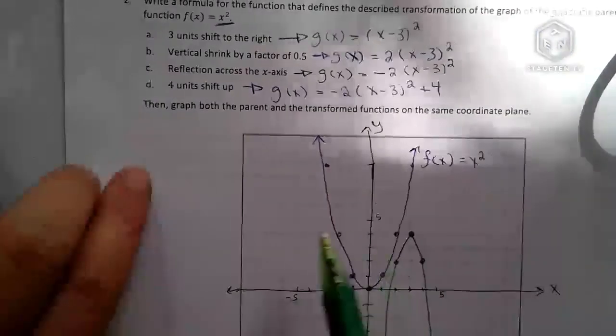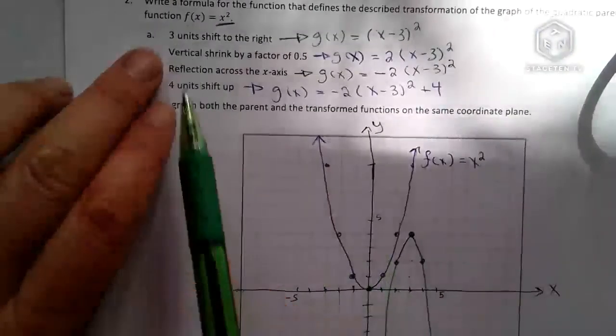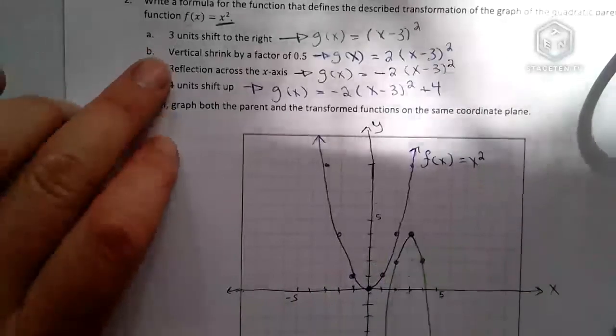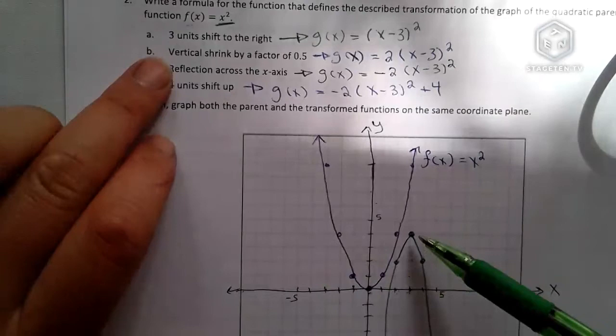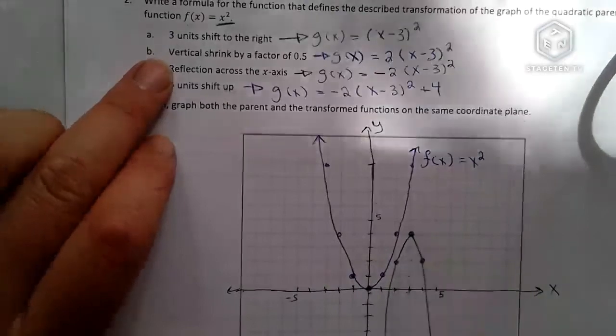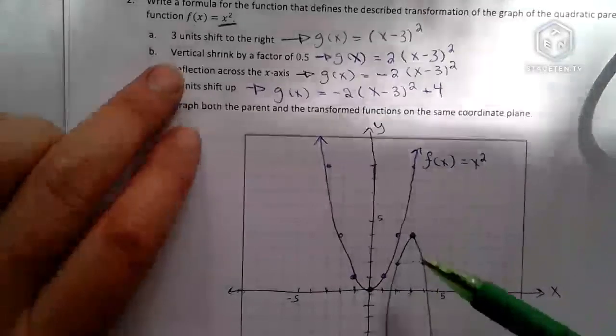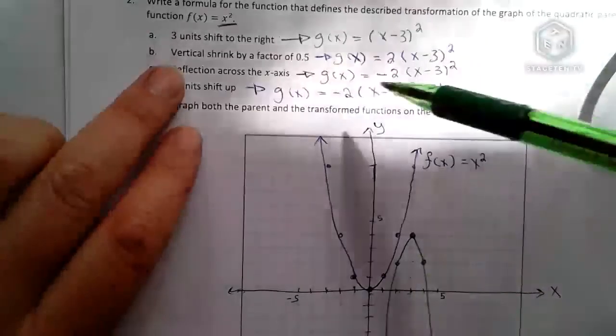So did it shift 3 units to the right? Let's see, 1, 2, 3. Yep. Did it shrink by a factor of 1/2? Well, it's thinner, so yep, seems about right. That's the hardest one to tell just by looking at it, but we know that our numbers are right.